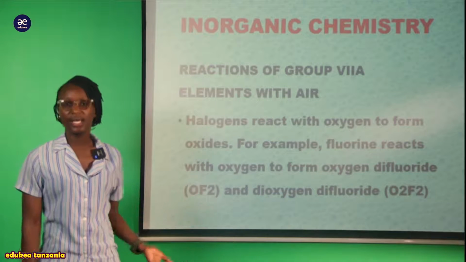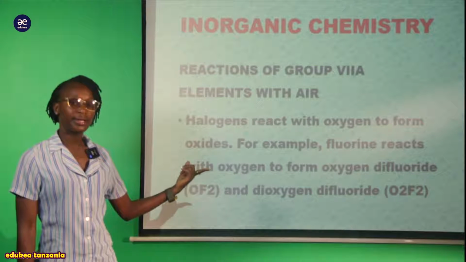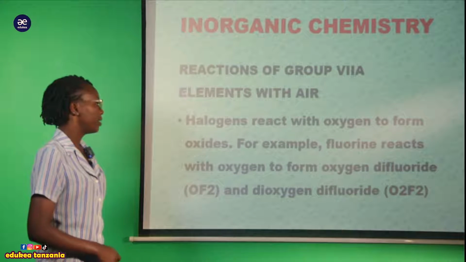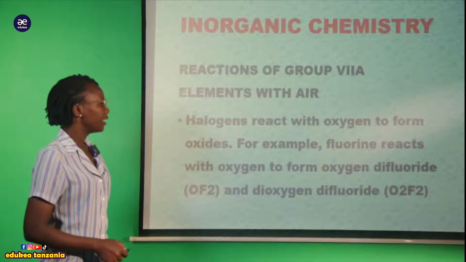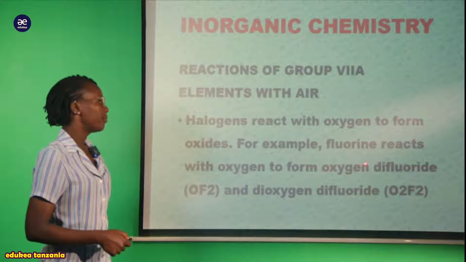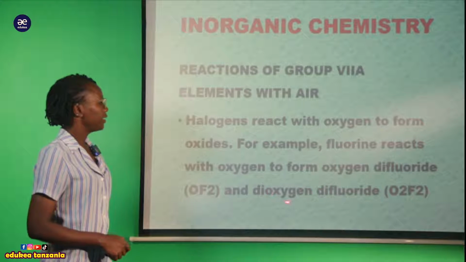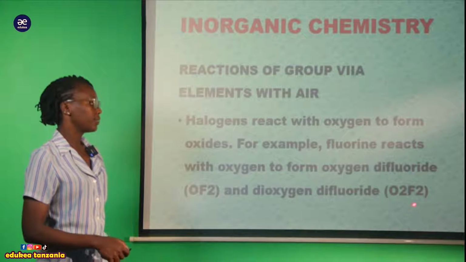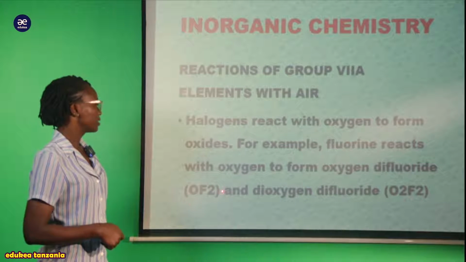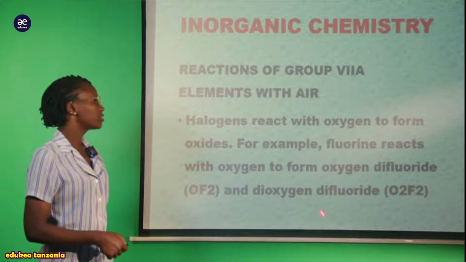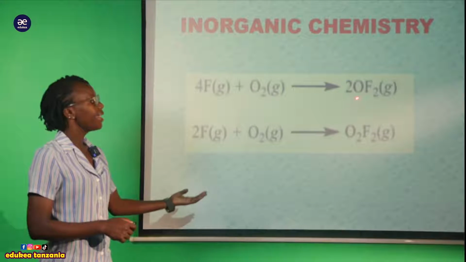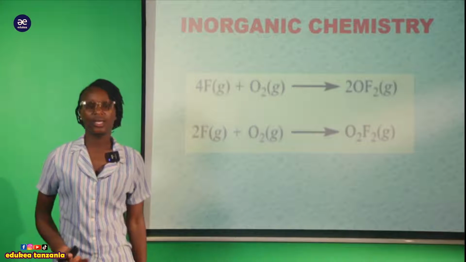Kwamba hizi halogen zina react na oxygen ambayo ni air kwenda kuform oxide. For example, fluorine reacts with the oxygen to form oxygen difluoride, this one, OF2, and dioxygen difluoride, this one. Because this one is oxygen difluoride, this one is dioxygen difluoride. Kwenye naming unatumia tu ile IUPAC.